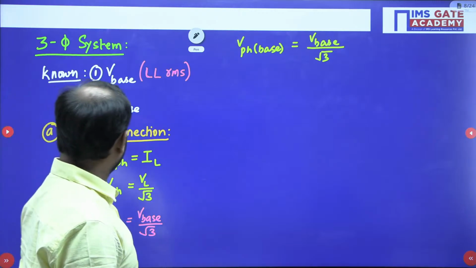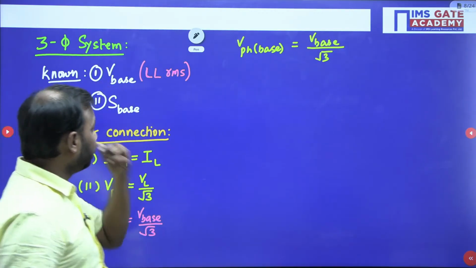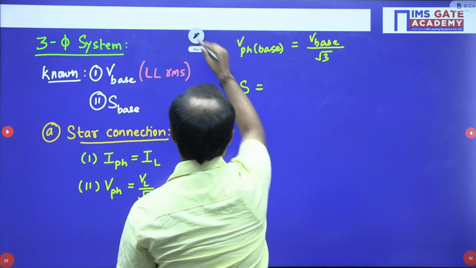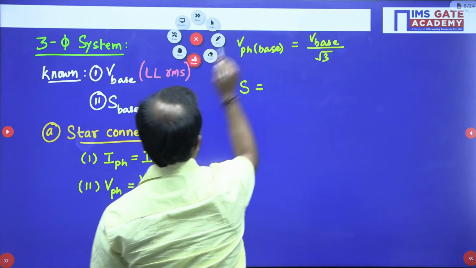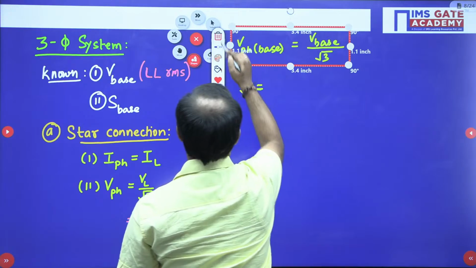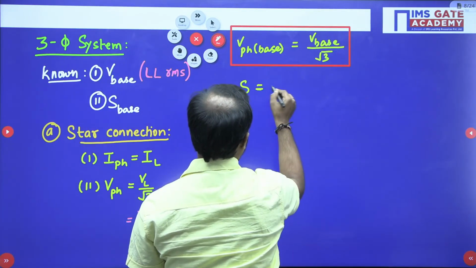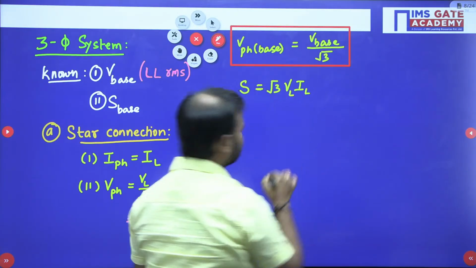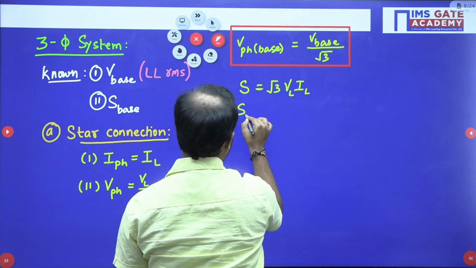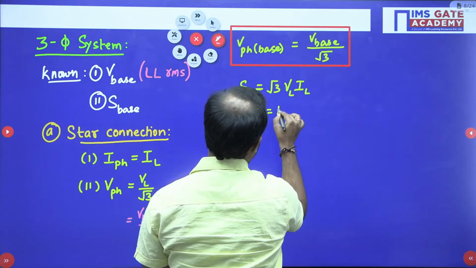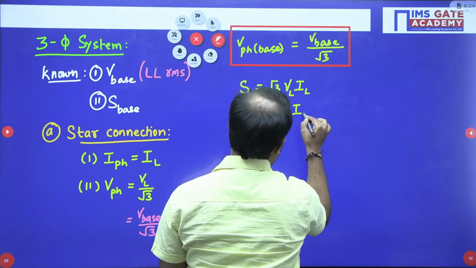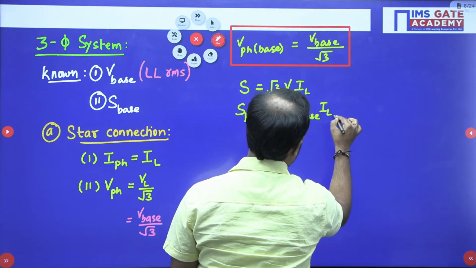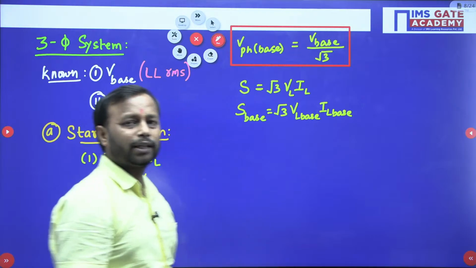Let us find the I base. Let us see how it is done. Now we know that S is nothing but, okay, let me inbox this. S is nothing but root 3 VL IL. So this is your apparent power. Now S base is what? Root 3 times VL base into IL base. So VL is line voltage, IL is line current.